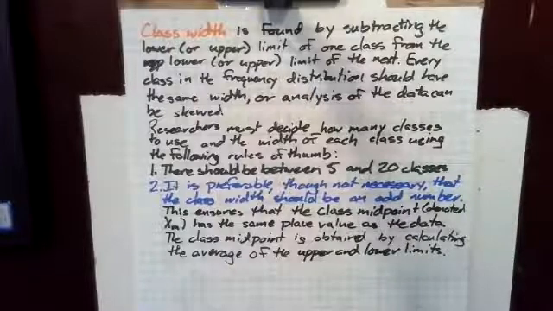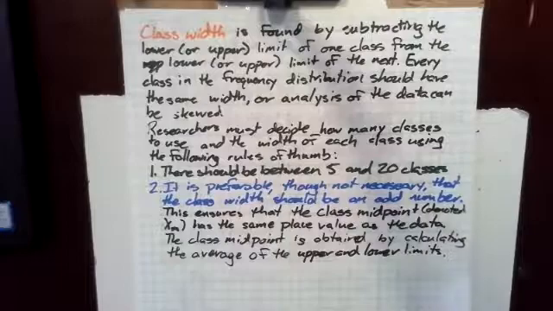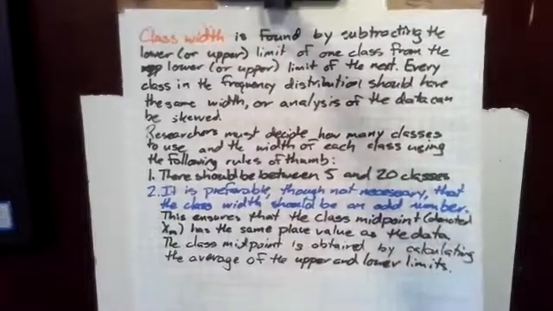Researchers must decide how many classes to use, and the width of each class, using the following rules of thumb. First, there should be between 5 and 20 classes. Second, it is preferable, though not necessary, that the class width should be an odd number. This ensures that the class midpoint, denoted x sub m, has the same place value as the data. The class midpoint is obtained by calculating the average of the upper and lower limits, or the upper and lower boundaries.